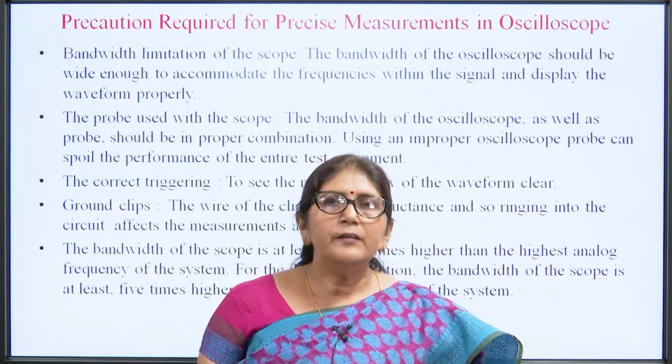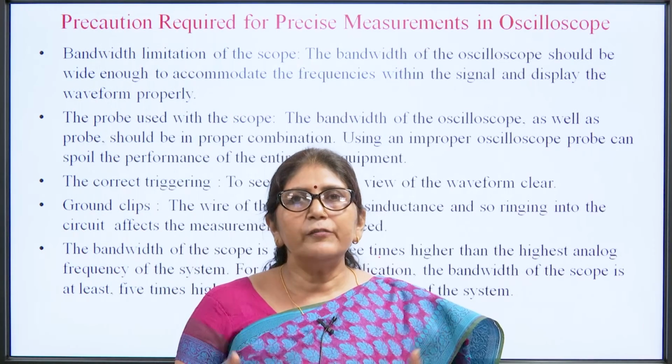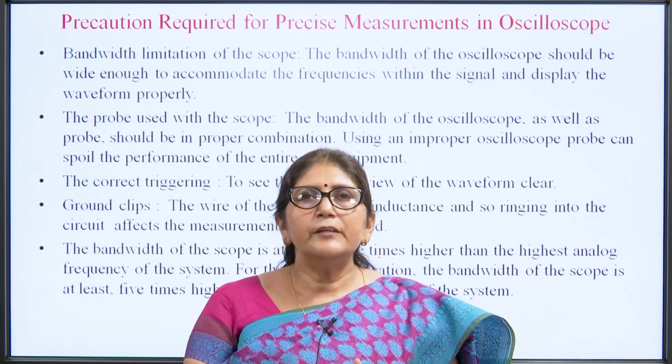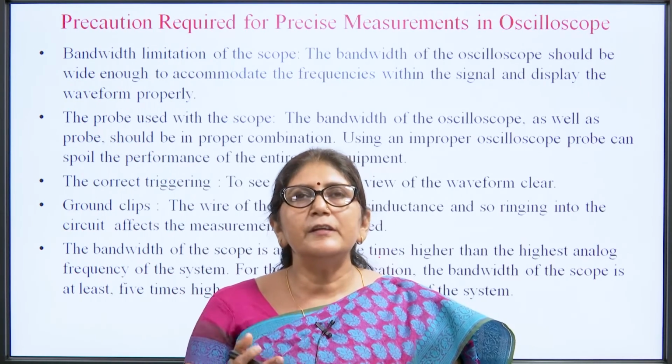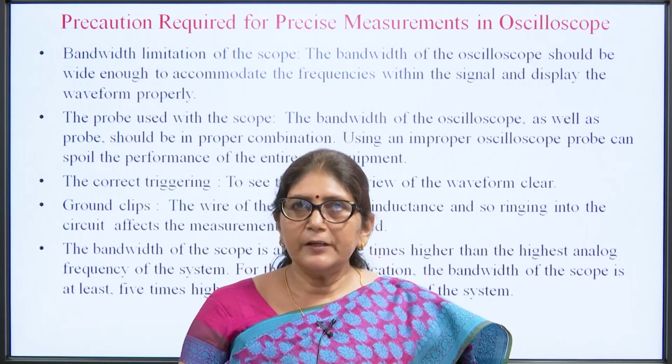The first thing is, at the front panel of every CRO, the maximum frequency that can be measured by the CRO is given. So, the bandwidth of our signal should not exceed the bandwidth of the CRO. That means the frequency of the signal we are going to measure should be less than the frequency of the CRO. So, the first thing is that bandwidth limitation is there.